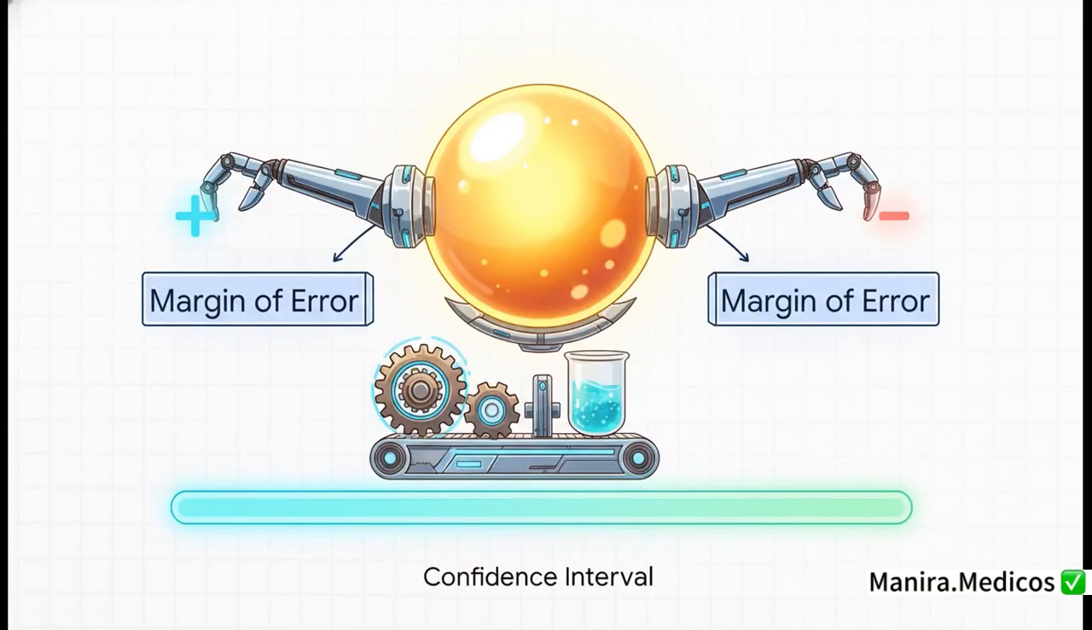And the way we build this net is actually pretty straightforward. You take your sample's average, and that's the center point. Then you just add and subtract a little margin of error to create the full range. That margin of error is made of two key parts: a multiplier that depends on how confident you want to be, and something called the standard error, which basically measures the typical wobble or variation between samples.